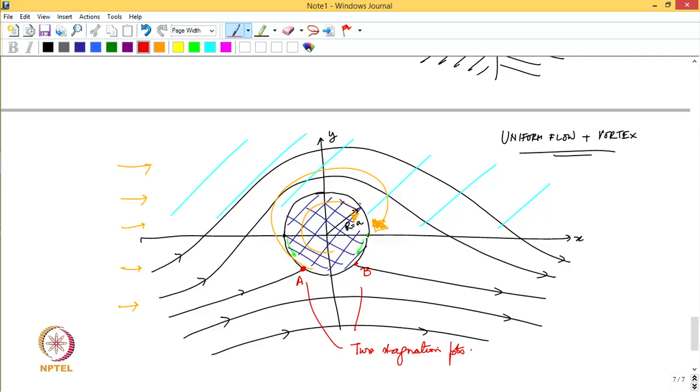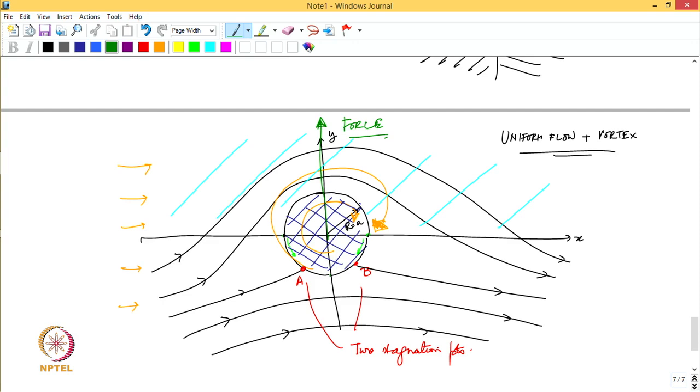More importantly, the stagnation points being on the lower half causes the pressure on the lower half to be higher than the pressure on the upper half. So, pressure on the lower half is going to be high, pressure on the upper half is low. So, we get a net force in the vertical direction. So, the cylinder experiences a force in the vertical direction, because the pressure on the lower half of the cylinder is higher, the pressure on the upper half is lower, and that is what is going to cause this lift force to be produced.